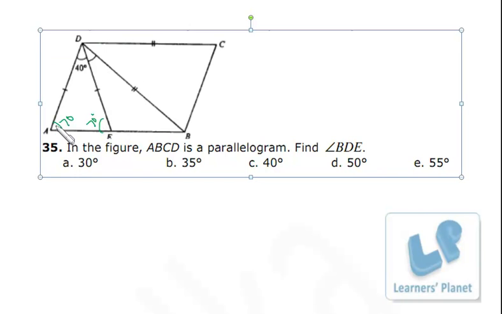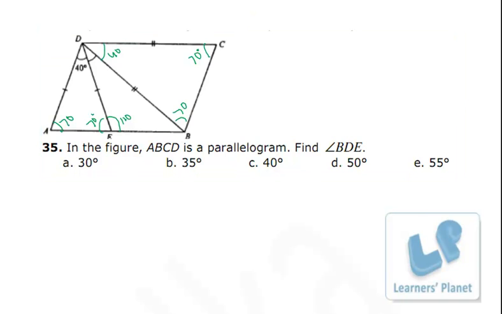Now in a parallelogram the opposite angles are equal. So this is 70, this should also be 70. Now this side is equal to this side, so if it is 70 it has to be 70. So this is 70, this is 70, that means this has to be 40 degrees. Now this is 70, that means it has to be 110.